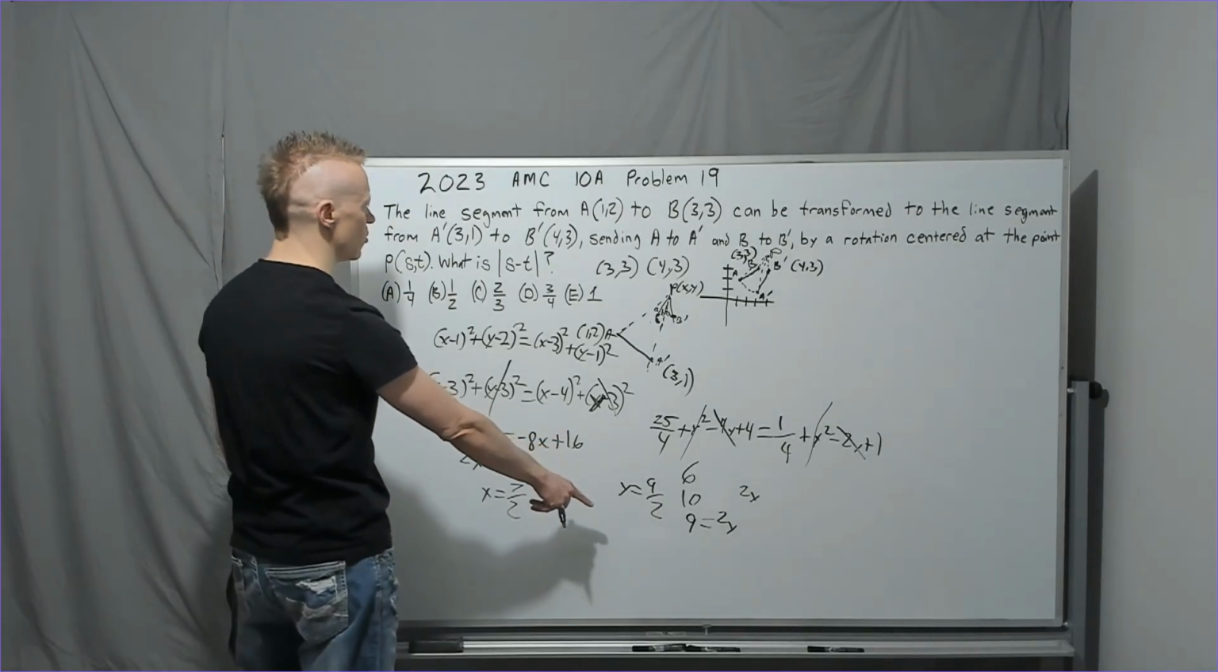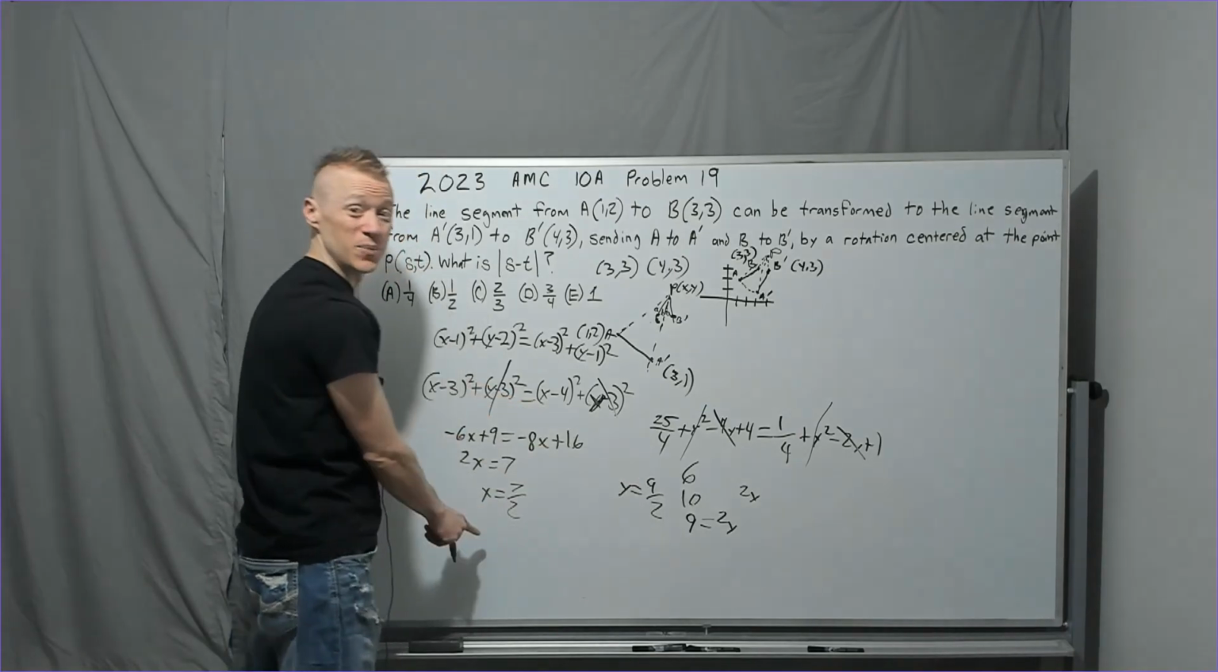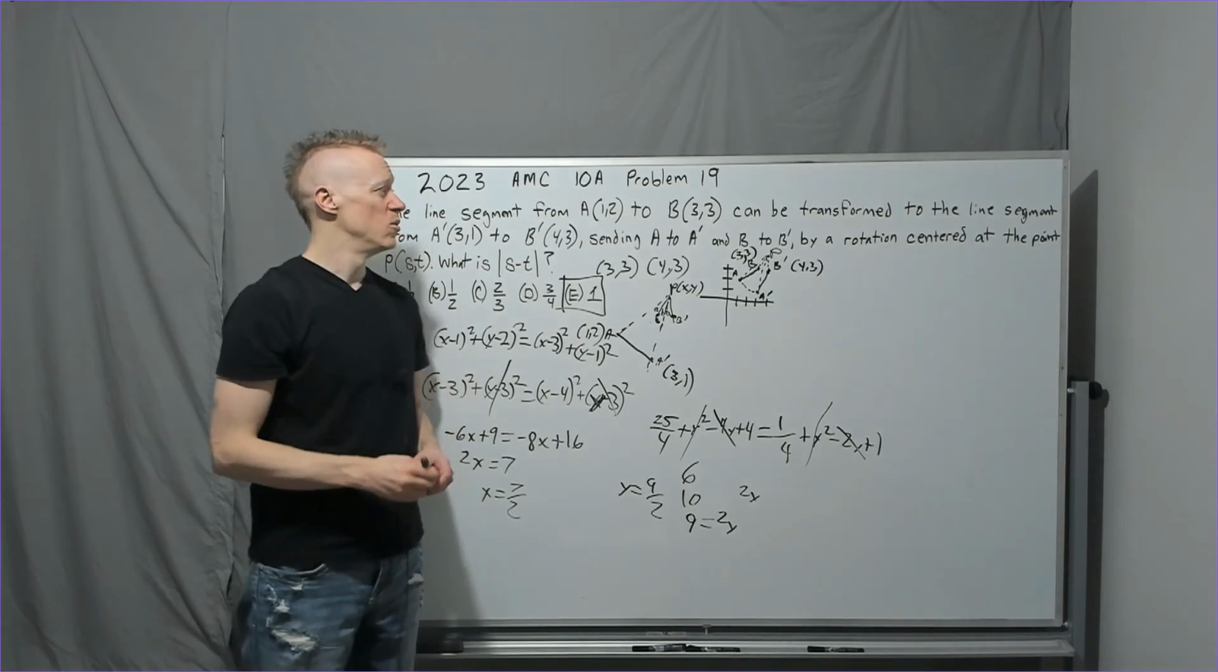So now we have our two coordinates. There are these two coordinates, and the positive difference is just taking the bigger and subtracting the smaller to get answer choice E1. That's it for this one.